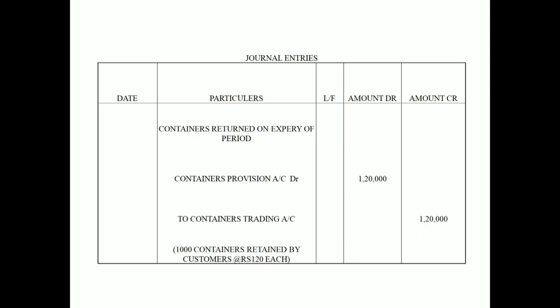Then another one, containers are returned on expiry of a period. When containers are returned on expiry of period, containers provision account debtor to containers trading account. So that is 1,000 containers at the rate of rupees 120, that is equal to 1,20,000. So this is the next journal entry.